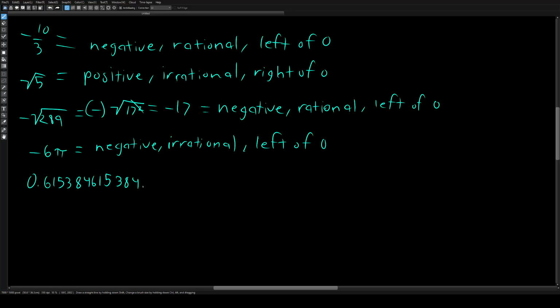And now we have, last but not least, the decimal that I was mentioning before. We know it is repeating because the sets of numbers keep repeating, as we can see. However, it is positive, and even though it is repeating, it is still a rational number. And it would lie to the right of 0 because it is positive. And those are the practice problems for classifying real numbers.